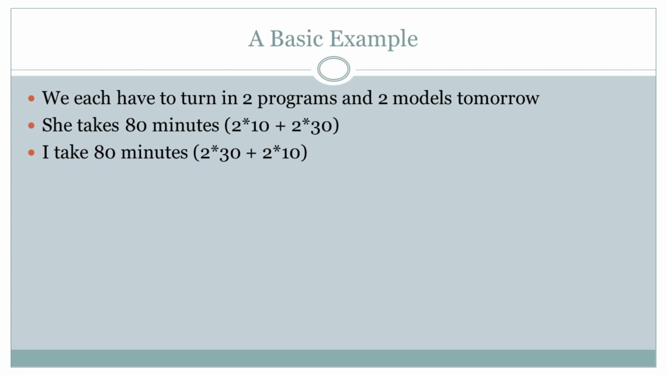And since I can make 6 models an hour, each one is going to take me 10 minutes. So to make 2 of them, that's going to be 20 minutes. So it's going to take her 80 minutes to make 2 programs and 2 models. It's going to take me 80 minutes to make 2 programs and 2 models. So we got the amount of stuff that we needed, and in total it took us 80 minutes each to get there. Okay? So that's if we're working independently.